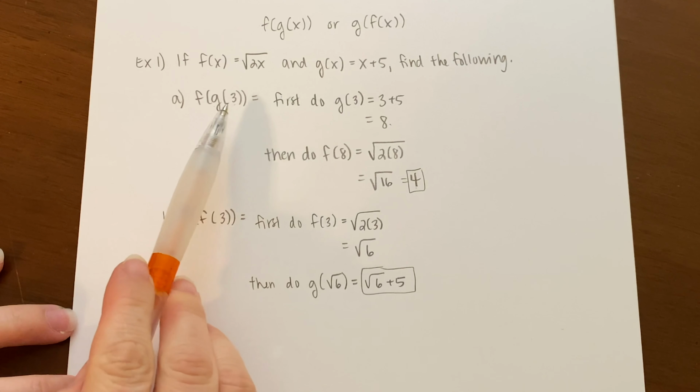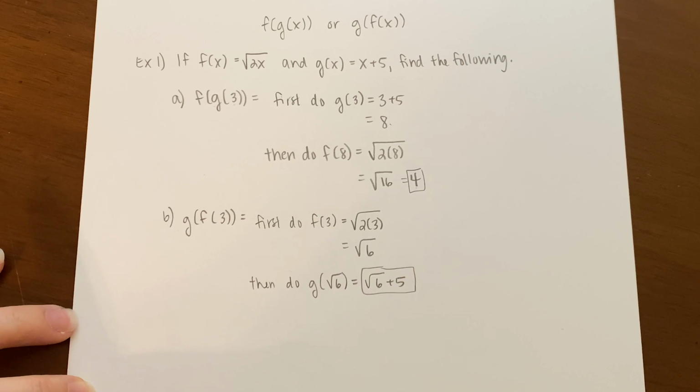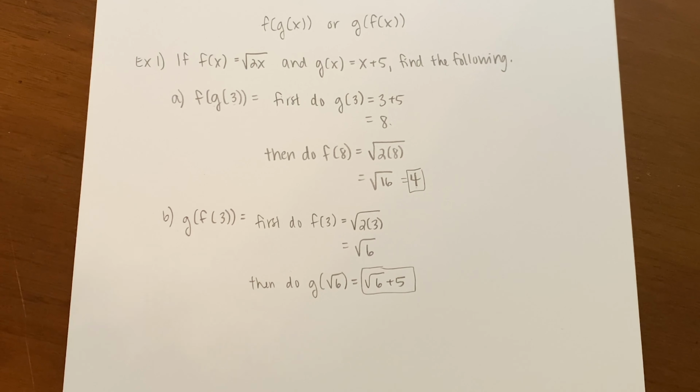So when we plug 3 into g and then into f, we get 4. When we plug 3 into f and then into g, we get root 6 plus 5. So you don't necessarily get the same answer, even though you plugged 3 in both times. You got a different answer based on the order that you did the operations.